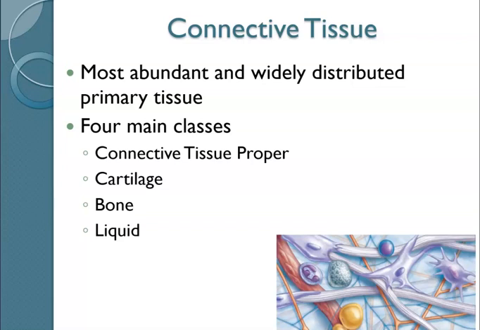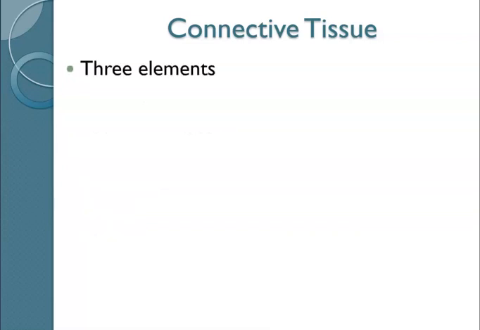Then we have cartilage. We have 3 types of cartilage. Then we have bone, and we have liquid connective tissue. That's going to be our blood and lymph. So let's go. So in terms of connective tissue, all connective tissues have 3 elements in common.